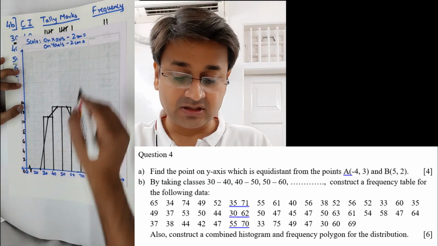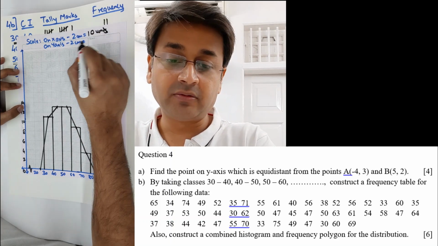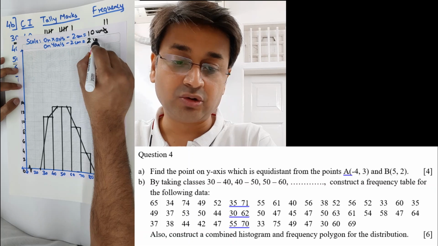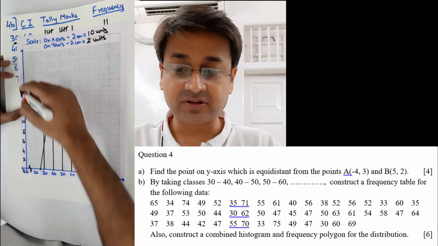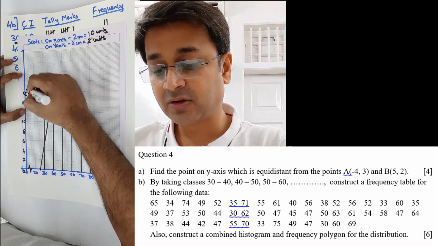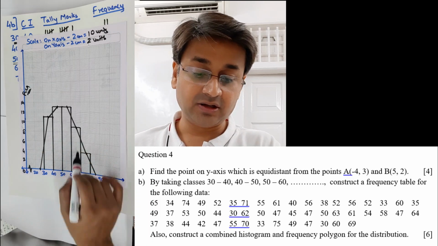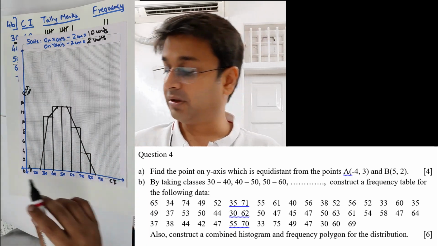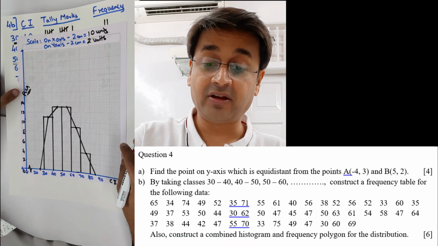Scale on y-axis 2 centimeter is 10 units, and on x-axis, y-axis is 2 units. What is this? This is class interval. What is this? This is frequency. So once you mention, you're done. So 1, 2, 3 things with the kink, histogram, polygon, along with the frequency table. 6 mark question. So lot of things are there.